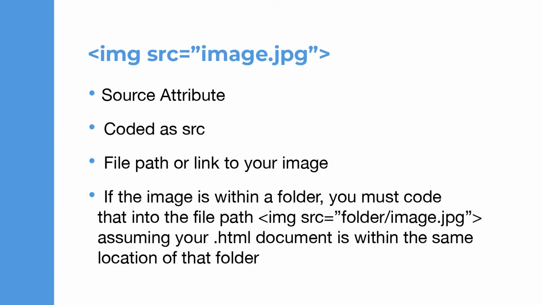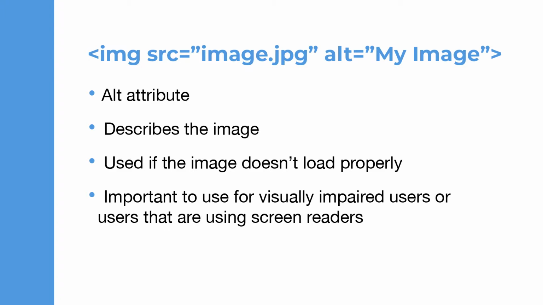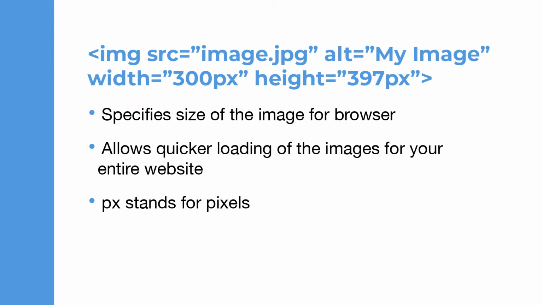The source attribute is actually where the image's file path will be input, and if the file is within a folder, you must list the folder first, then type your backslash, then the image's file name. It's more or less a file path or link to your image. The alt text is more or less alternative text if the image doesn't load, and it's good for people who might be visually impaired or are using screen readers. The alt text essentially describes what the image is. It's also good to include the width and the height attributes because then it's going to be a little bit more specific and it's going to help the browser load that image quicker.